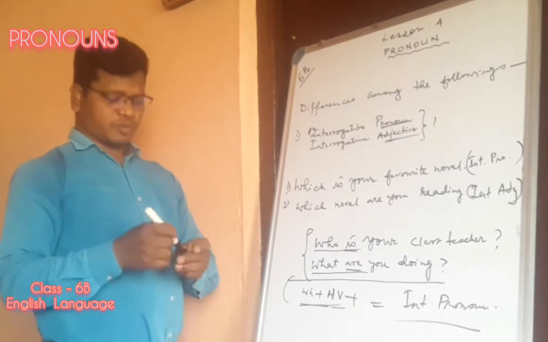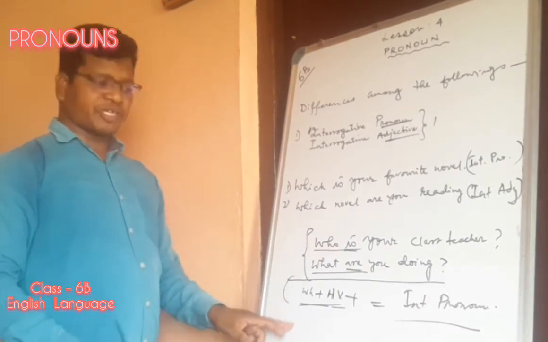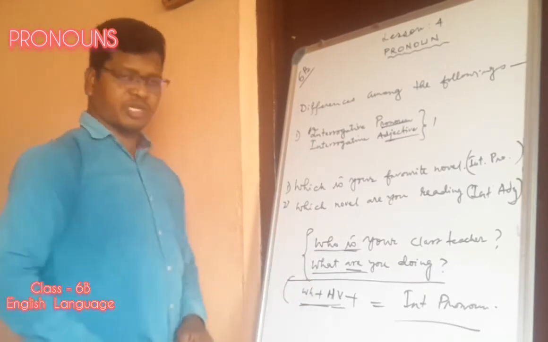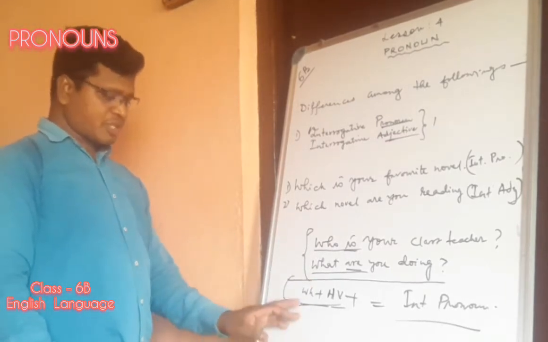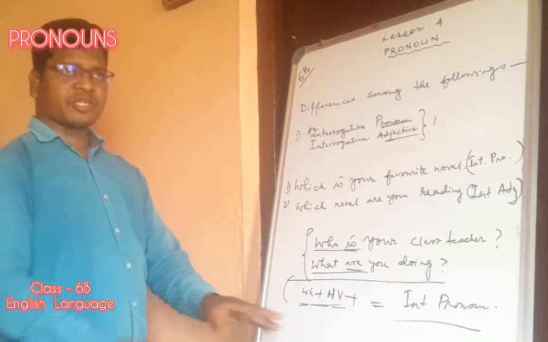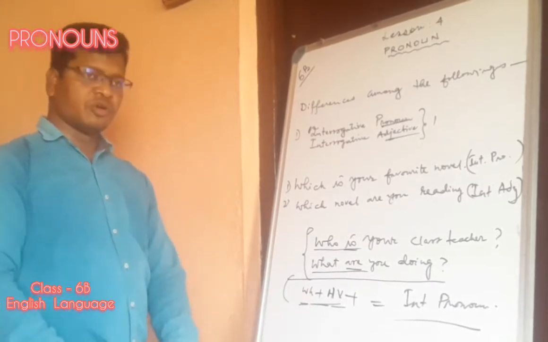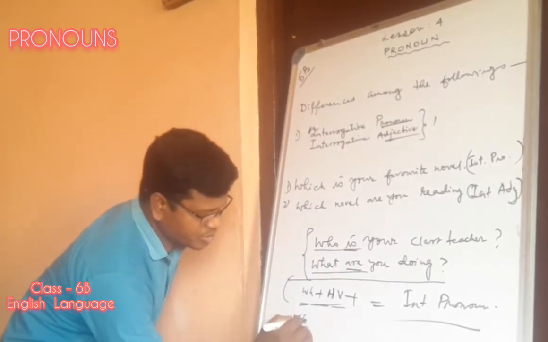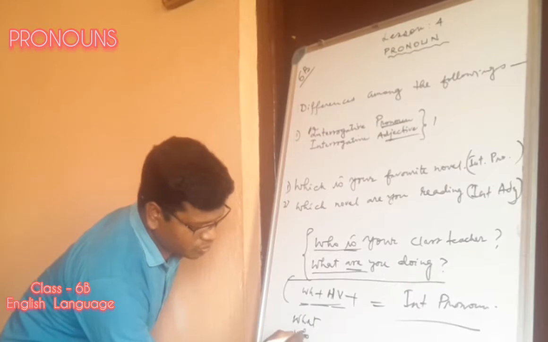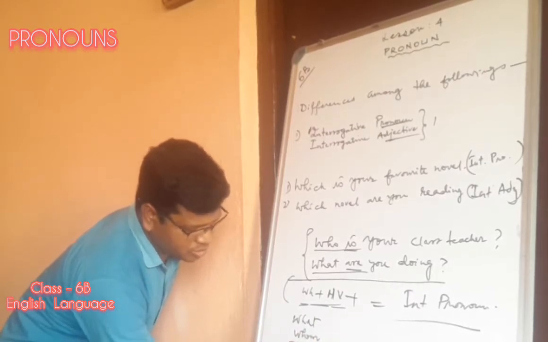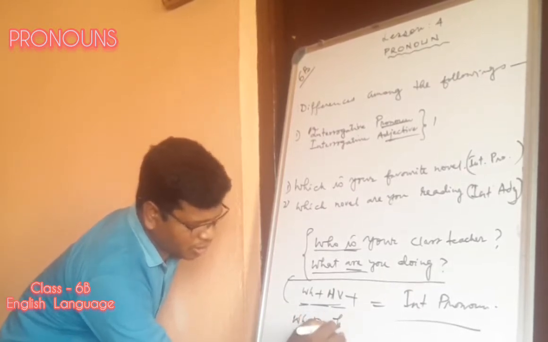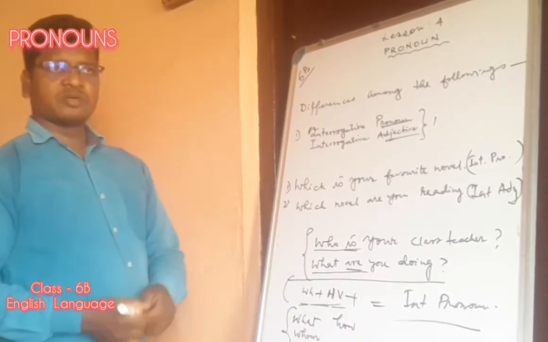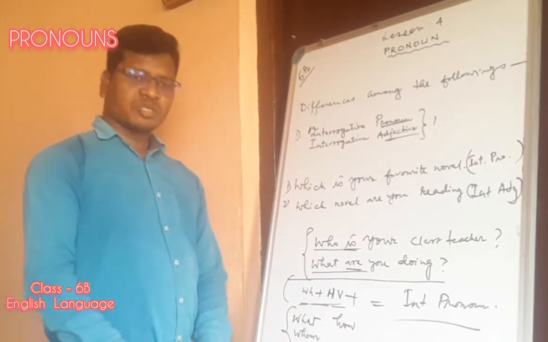I hope it is understood. So when we try to find out an interrogative pronoun, just remember the structure. If the structure has WH words, there are quite many, not only one. WH words mean what, whom, whose, how, all these words are there. So these are the words which are known as WH words.